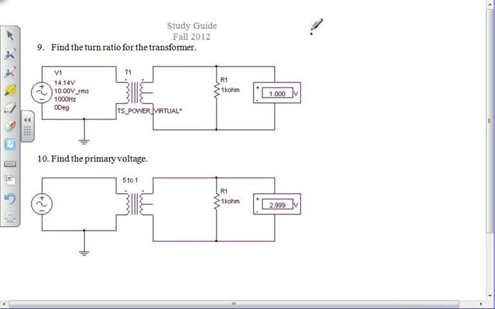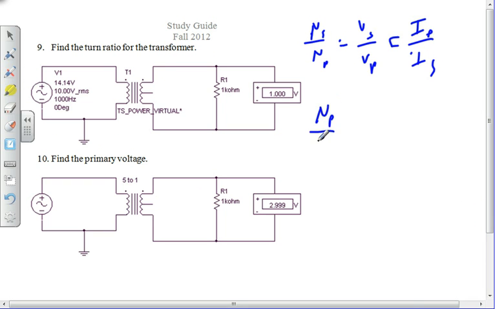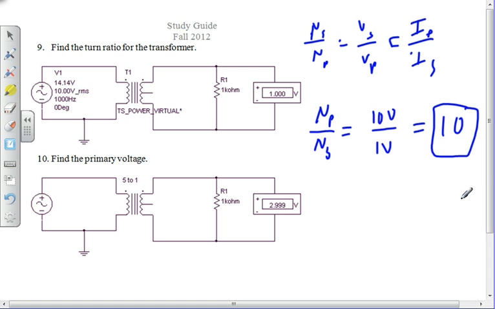Find the turn ratio. Okay, so turn ratio, turns secondary to turns primary, is equal to voltage secondary to voltage primary, is equal to current primary to current secondary. Do I know any of those things? Yes, I do. Okay, so turns primary to turns secondary is equal to the voltage of the primary, which is an RMS guy, 10 volts divided by 1 volt, that's going to be 10.